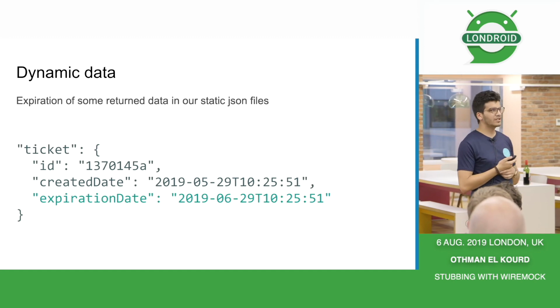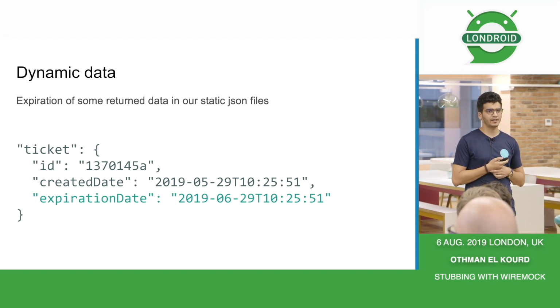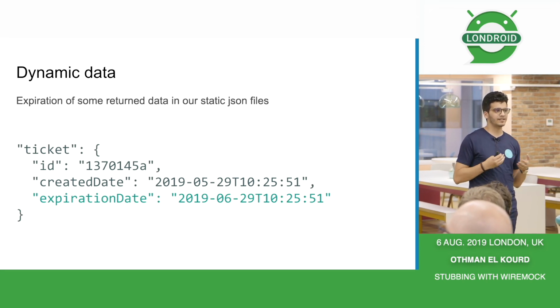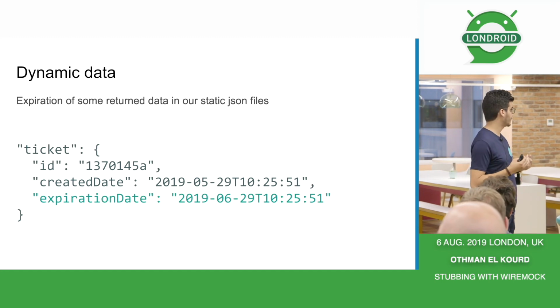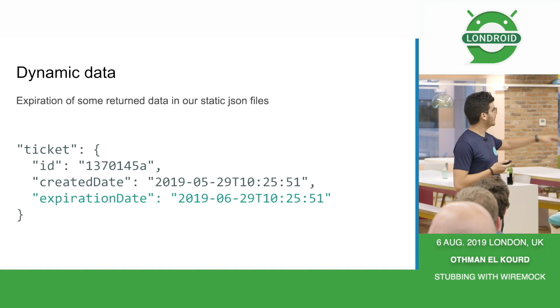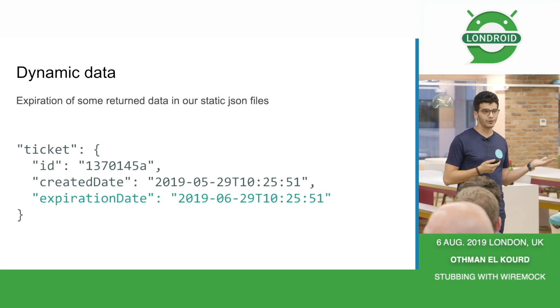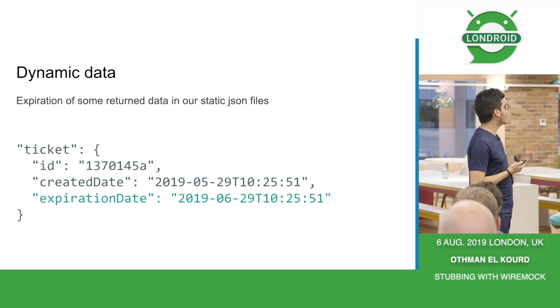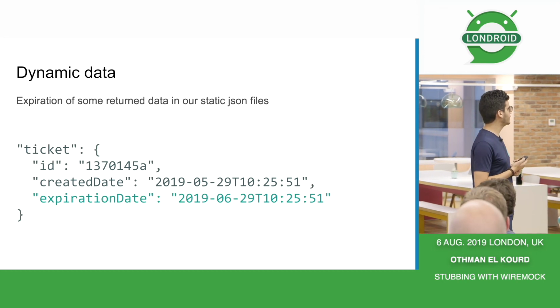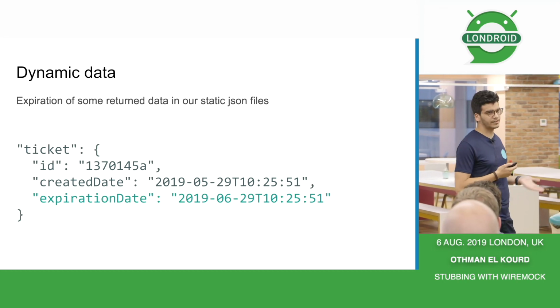The first one was related to dynamic data. In our JSON files, we had some data that can expire beyond a certain date. For example, here, as you can see, in this JSON file, we have the information expiration date, and this date is not valid anymore. So our test will certainly fail because it was expecting a valid date.